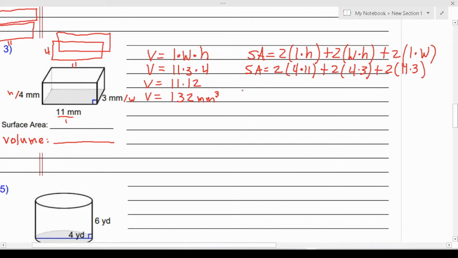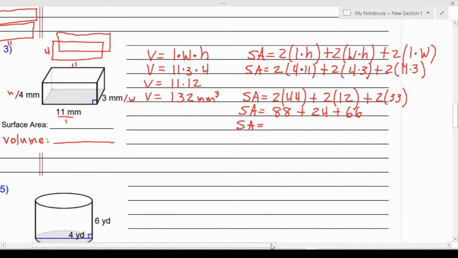And since I don't know the backgrounds of people watching this video, I'm not going to skip any steps as I do this. I'm actually going to drop down a line to give myself more space. This is going to be 2 times 4 times 11, which is 44, plus 2 times 4 times 3, which is 12, plus 2 times 11 times 3, which is 33. All right, 2 times 44 is going to be 88, plus 2 times 12 is 24, plus 2 times 33, which is going to be 66.